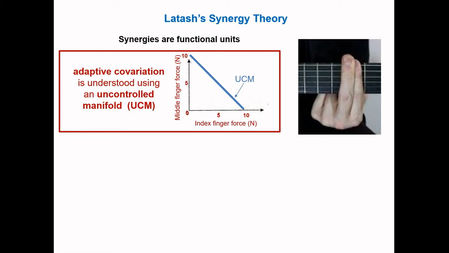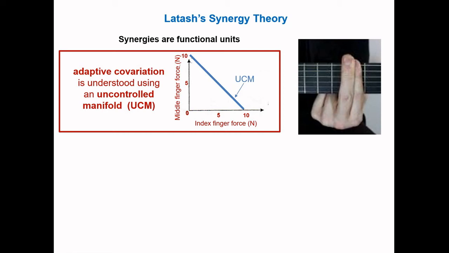Here we see a person playing a guitar. In order for the chord being played to sound right, a constant force must be created through the combined action of the index finger and the middle finger. We can treat the force created by each finger as a separate elemental variable in this example. To understand how this task is performed, we can plot the force generated by the index finger on the x-axis of our graph and the force generated by the middle finger on the y-axis of the graph. To perform this task successfully requires that close to 10 newtons of force is generated.